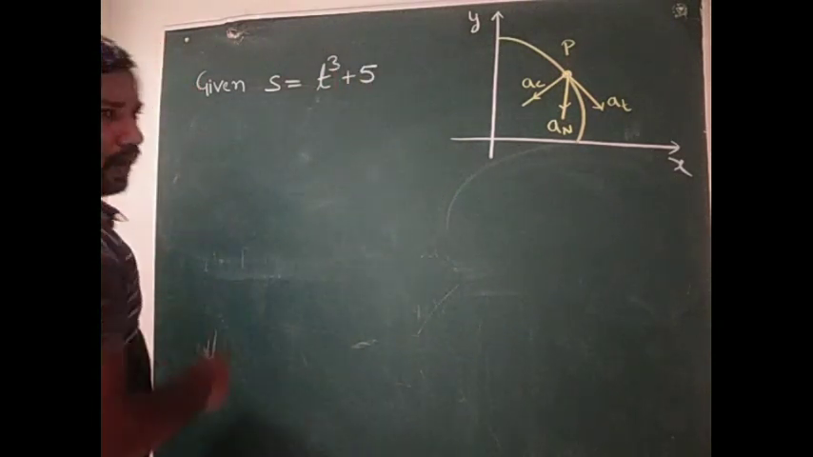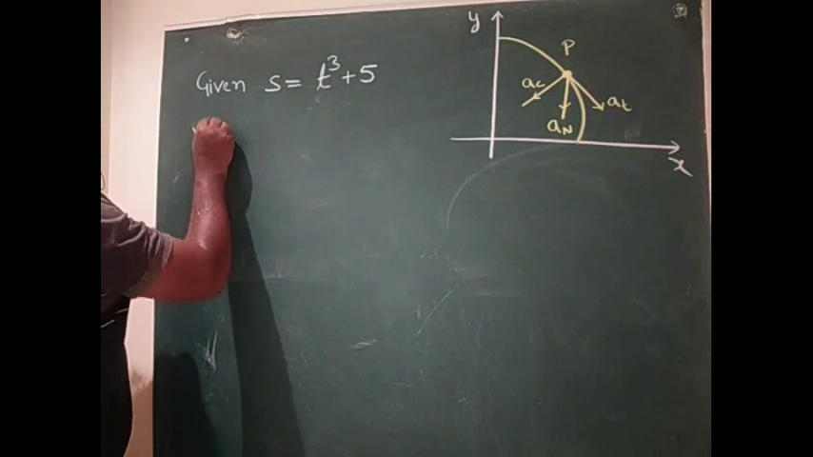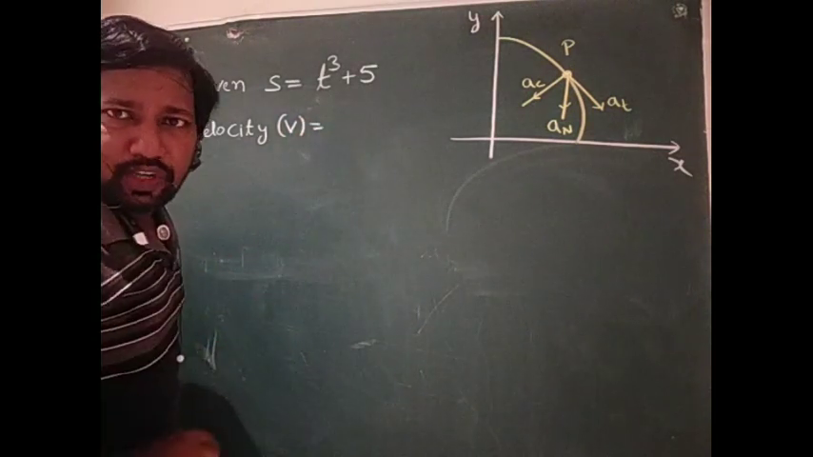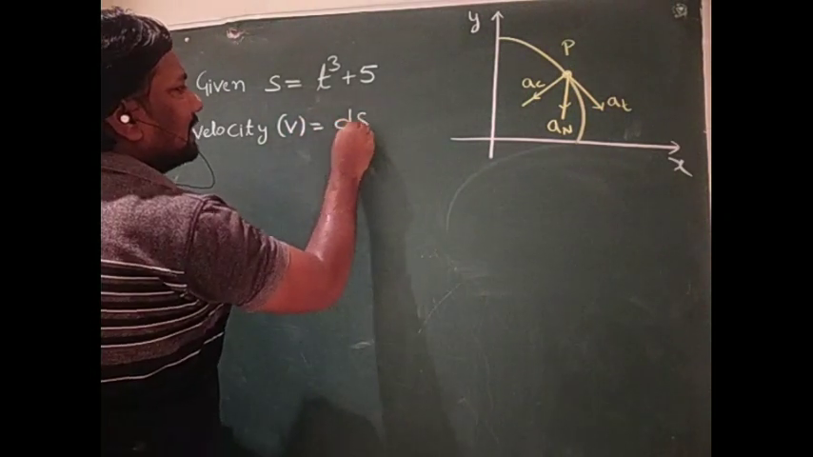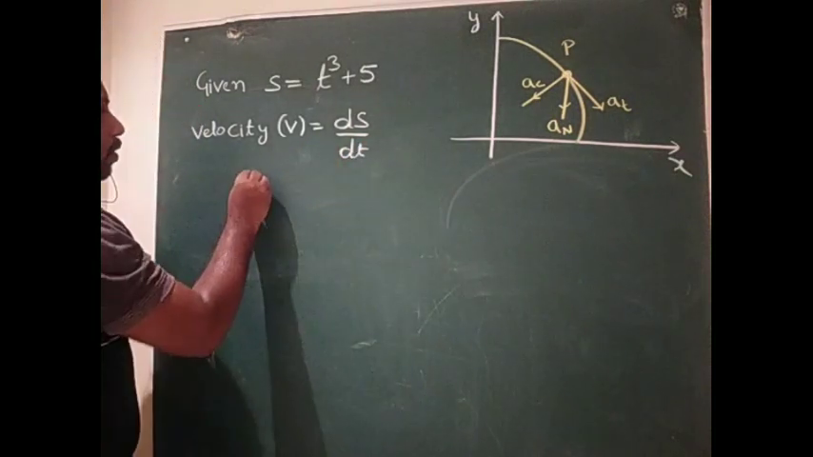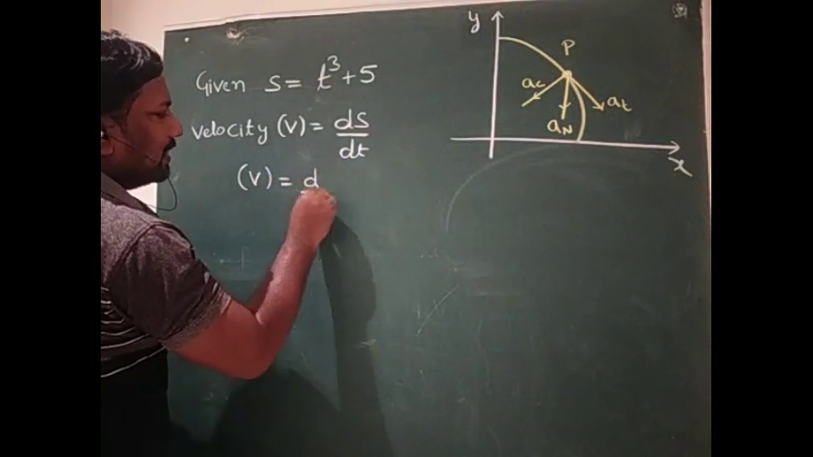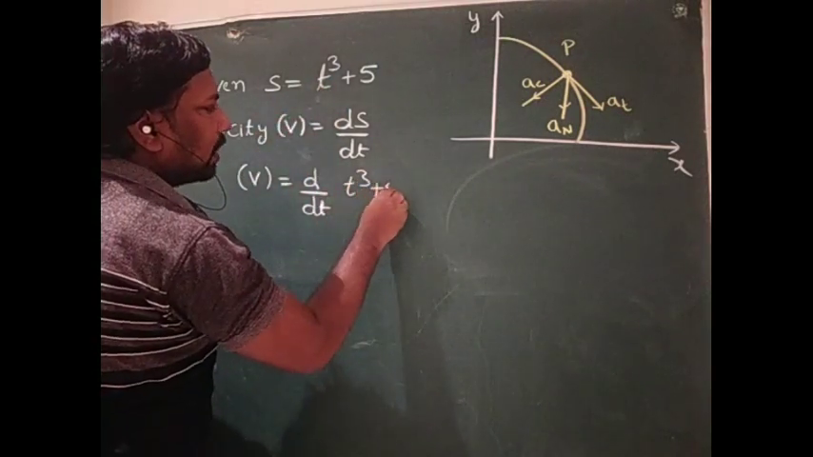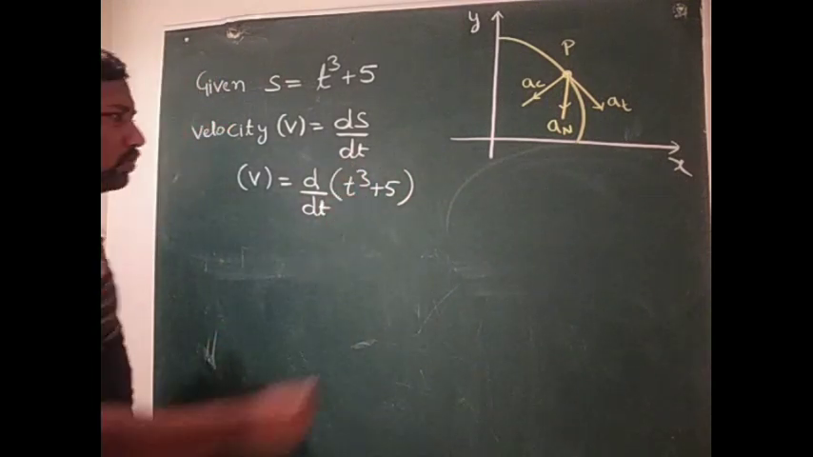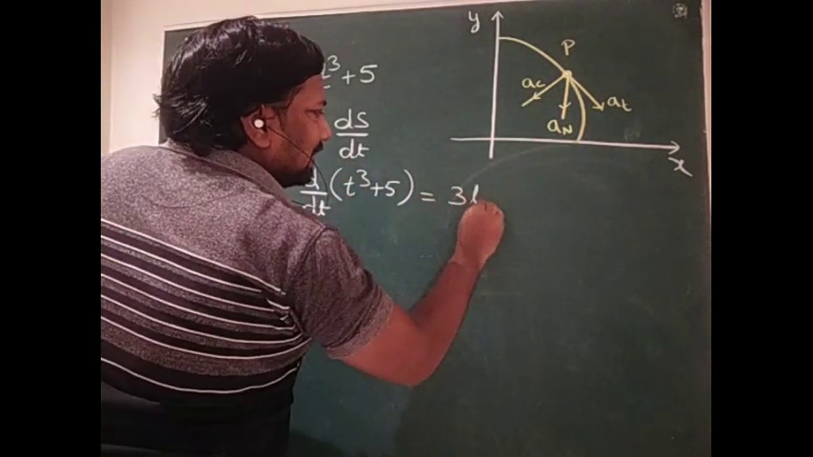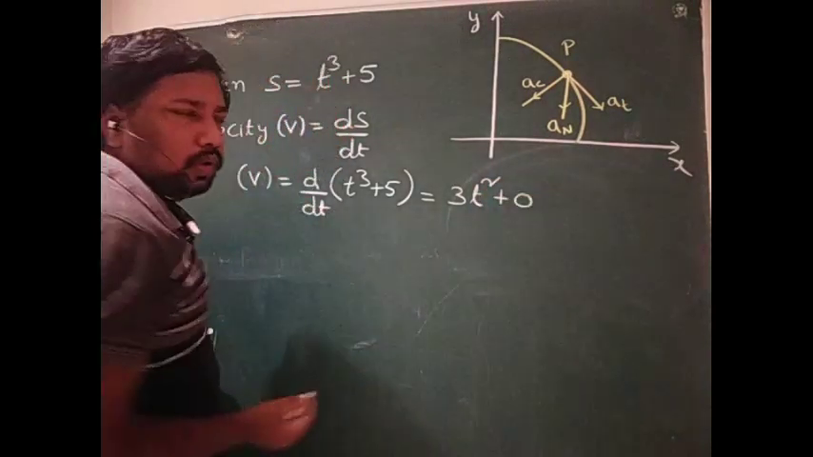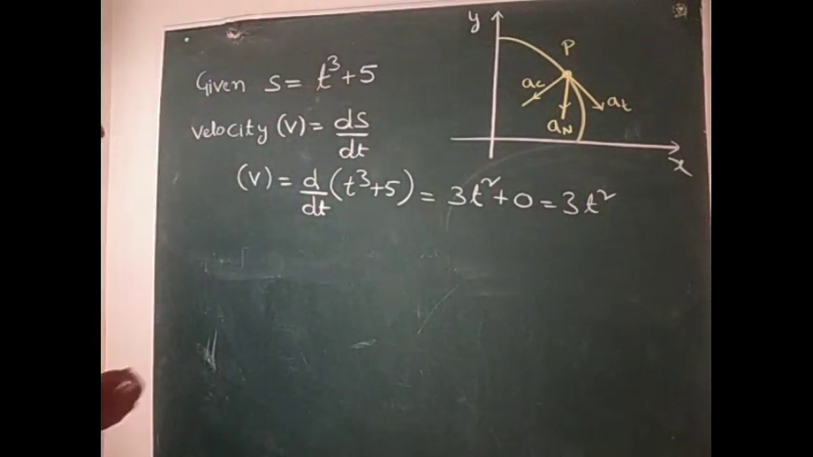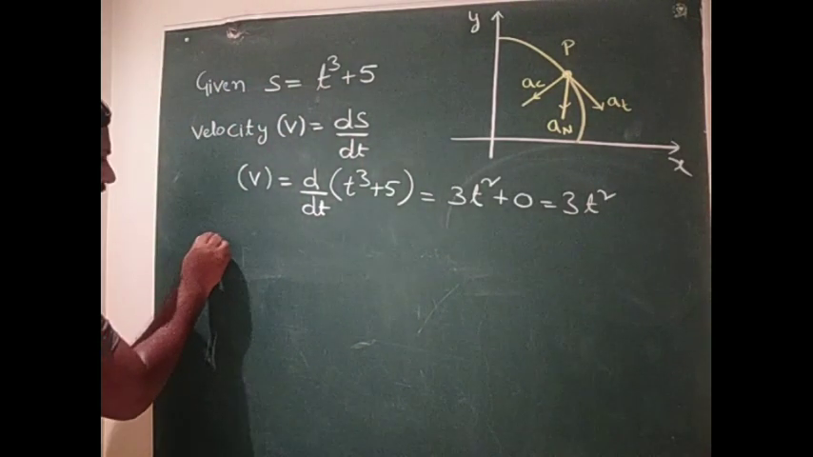So now we can find out the velocity. We know that the rate of change of displacement is known as velocity, that is ds by dt. So therefore v equal to d by dt of s. S means t cube plus 5. So therefore 3t square plus 0. So it is equal to 3t square.